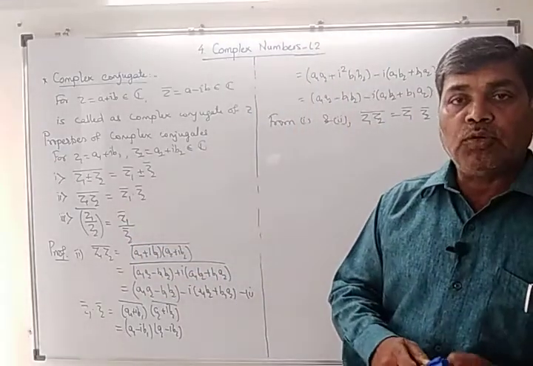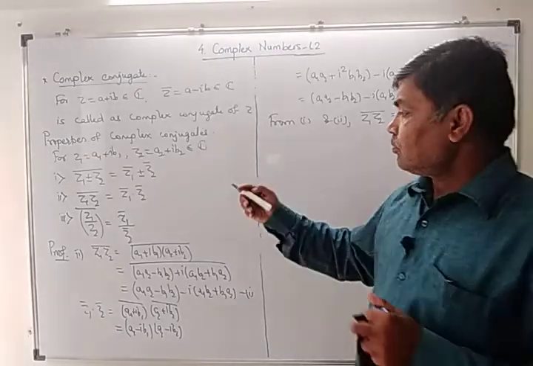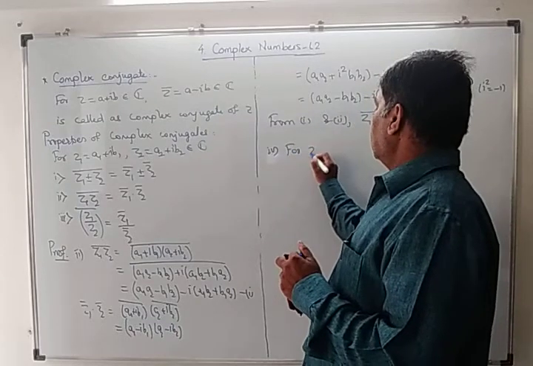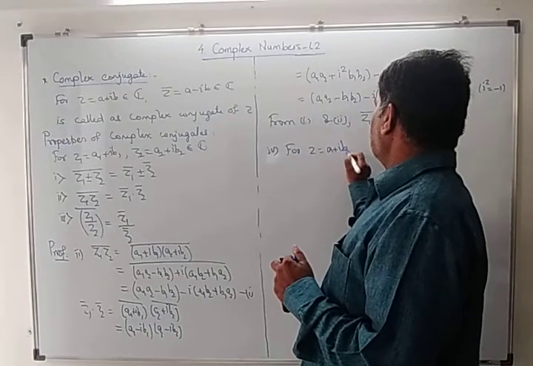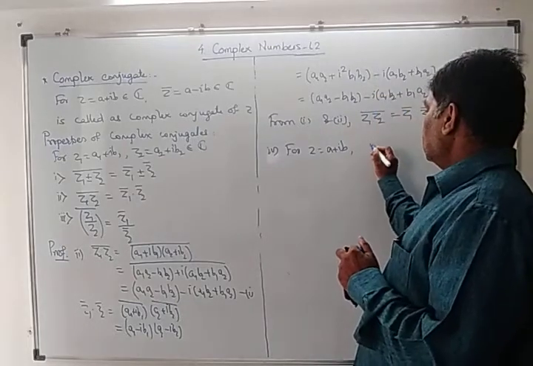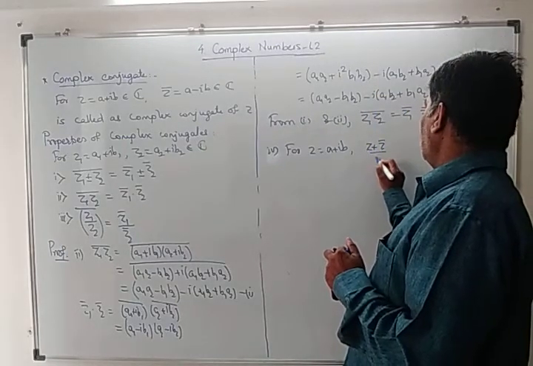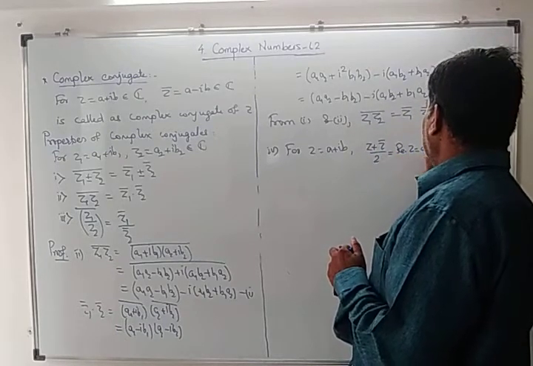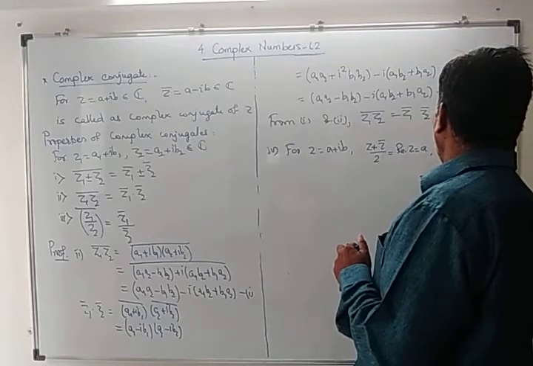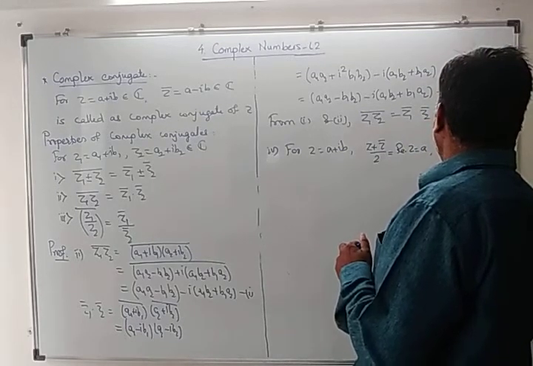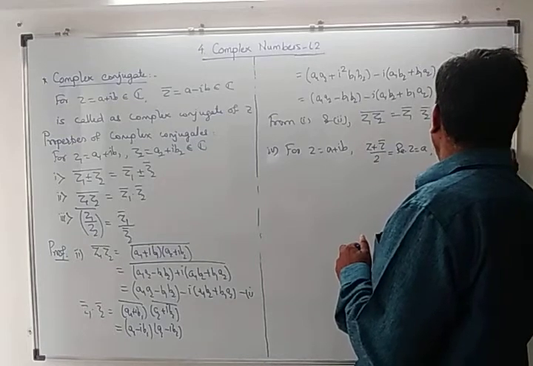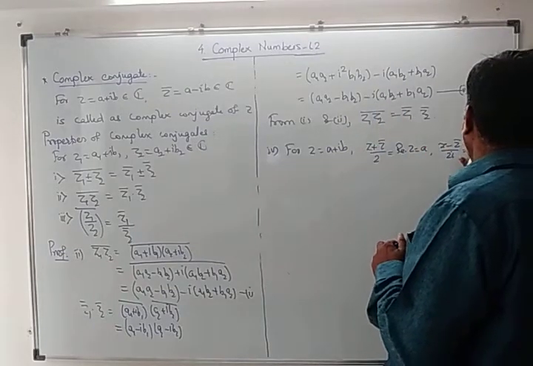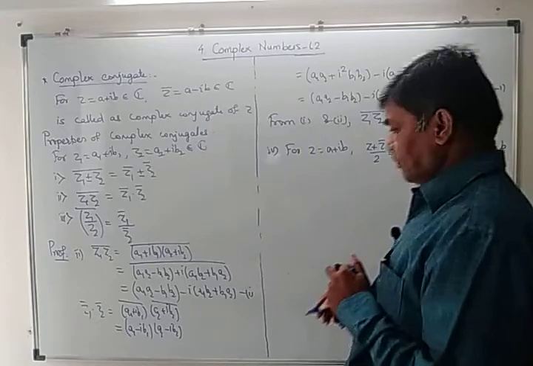We'll state more properties about complex conjugates. Fourth property, for z equal to a plus ib: z plus z bar upon 2 is equal to the real part of z, which is a, and z minus z bar upon 2i is equal to the imaginary part of z, which is b.